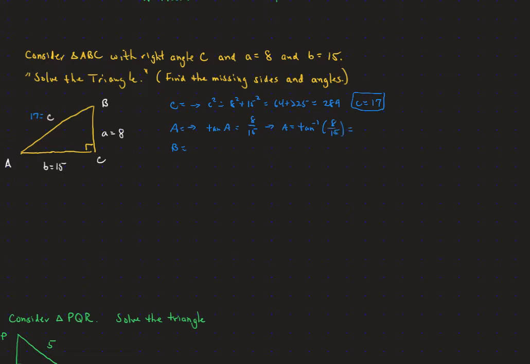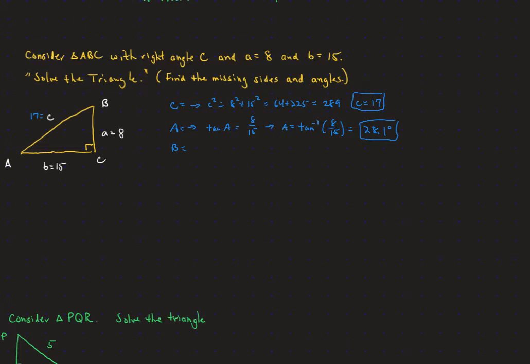I'm going to grab my calculator and go second tangent of 8 divided by 15, and that's 28.072. I'm going to round to 1 decimal place and call that 28.1 degrees.